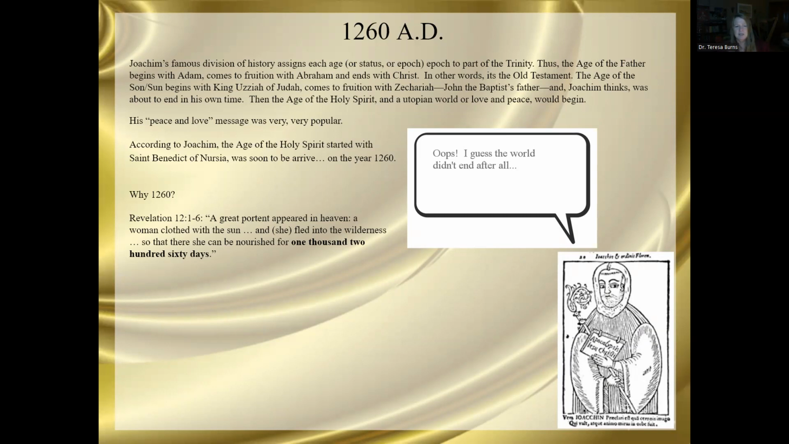A great portent appeared in heaven, a woman clothed with the sun, and she fled into the wilderness so that she can be nourished for 1260 days. That's why. I'm not kidding. And not only that, it's days here, and 1260 AD is a count of years. So substituting years for days, or days for weeks, or weeks for years becomes a habit in biblical numerical criticism. So you can loosely trace it back to the book of Daniel, which I'll talk about briefly in a moment.